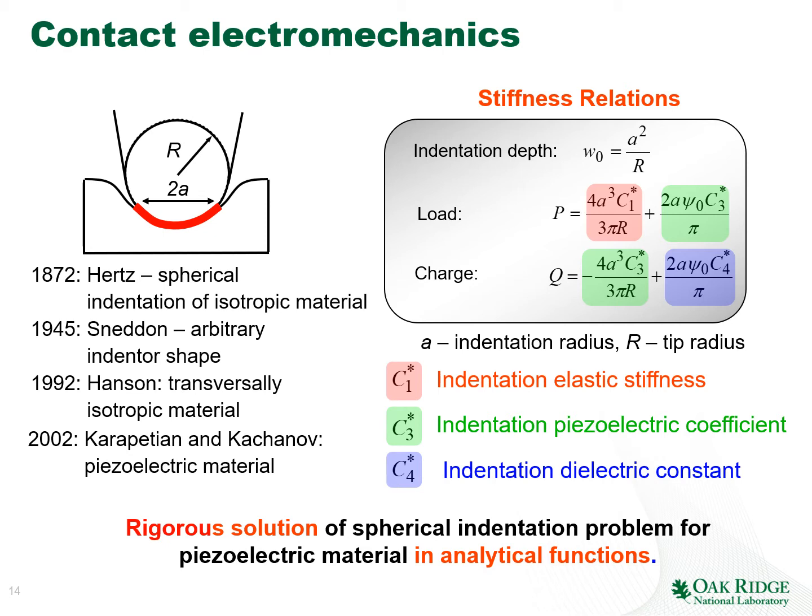So in this representation, the parameter C1 is the elastic stiffness. This is the equivalent of the indentation modulus. C4 is the indentation dielectric constant. So this is the equivalent of the dielectric constant for the planar arrangement. And C3 is the indentation piezoelectric coefficient. So one important discovery was that this is the same constant C3, which is equal both for the load potential and charge displacement terms.